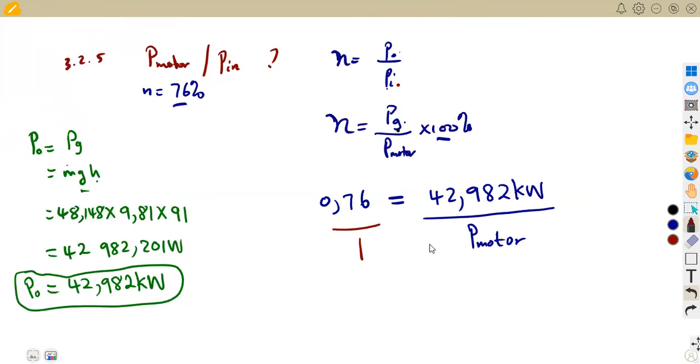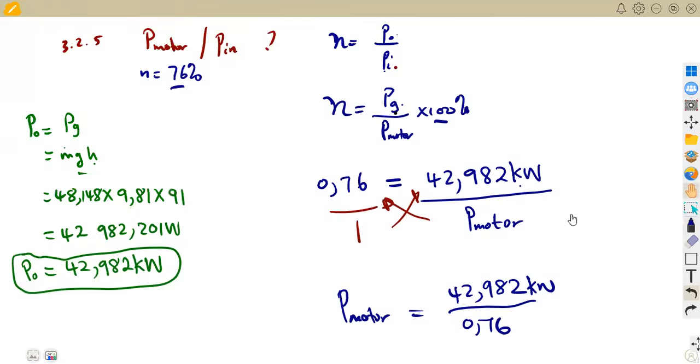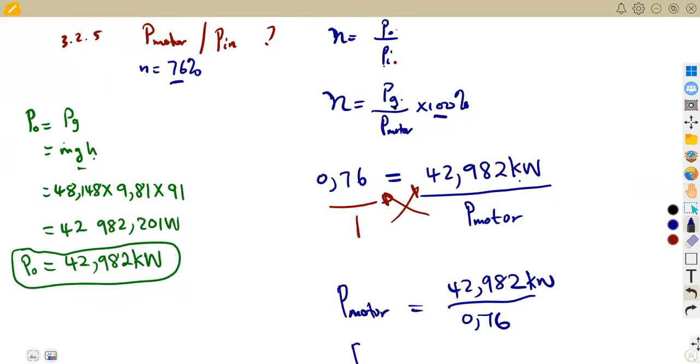So you can play around with your cross multiplication, then you divide by 0.76. At the end, we shall have our P motor as 42,982 divided by 0.76. Remember, this is in kilowatts. So our power of the motor, which is our P in, is going to be in kilowatts. So our P in, or P motor, in kilowatts, is going to give us 56,555 in kilowatts. So that is it. That is how we play around with this information.